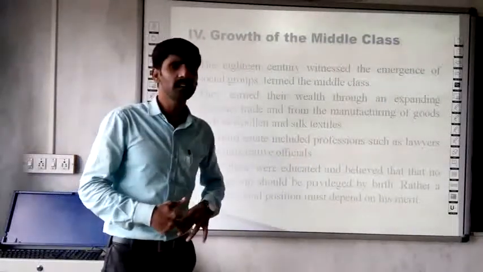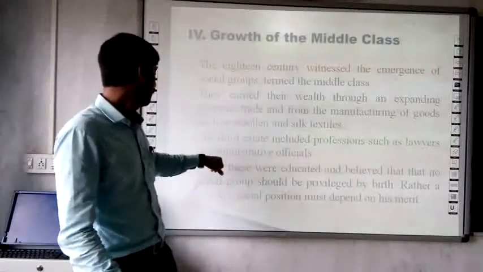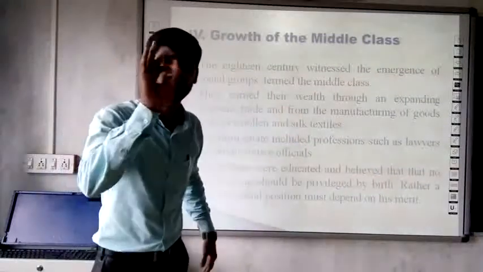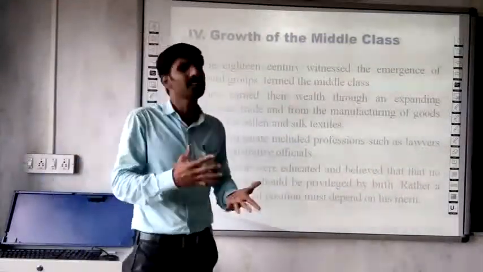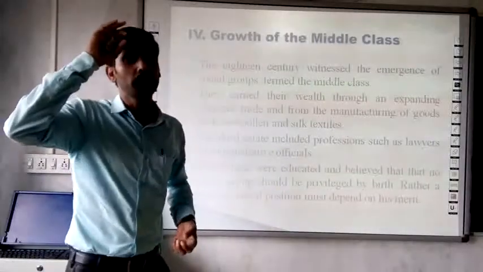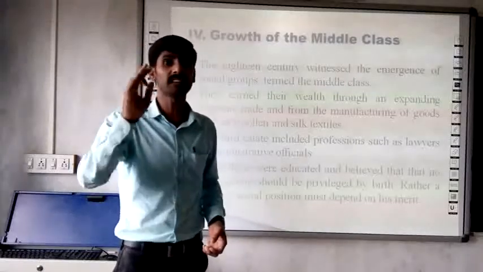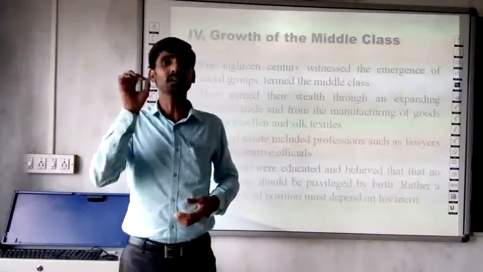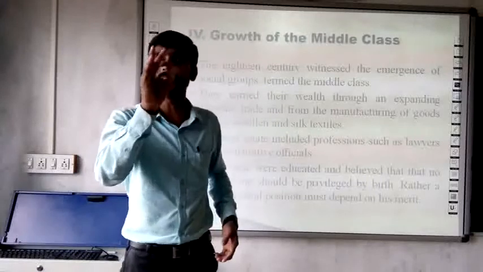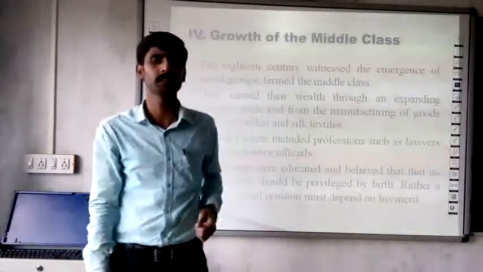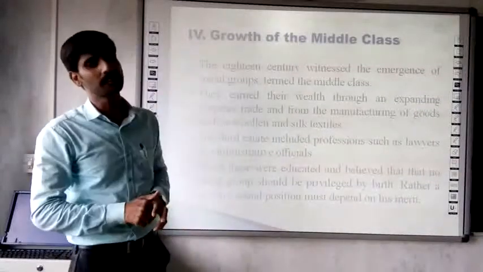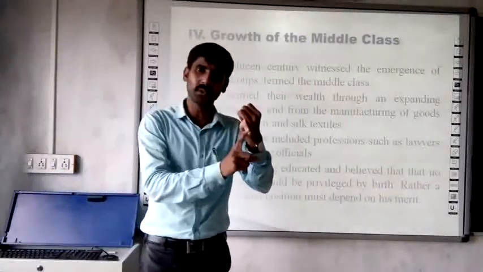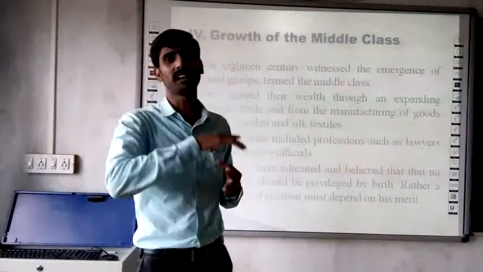The third estate included professions such as lawyers and administrative officials. And these middle class people were very educated. They believed that no person or estate in the entire society should be privileged based on birth. Rather, a person's social status should be based on merit, on his ability, not on birth. And these people were inspired by the great philosophers Rousseau, John Locke, and Montesquieu.